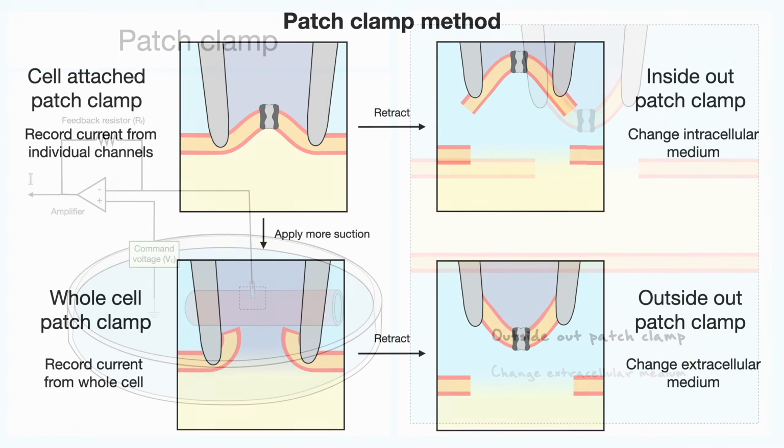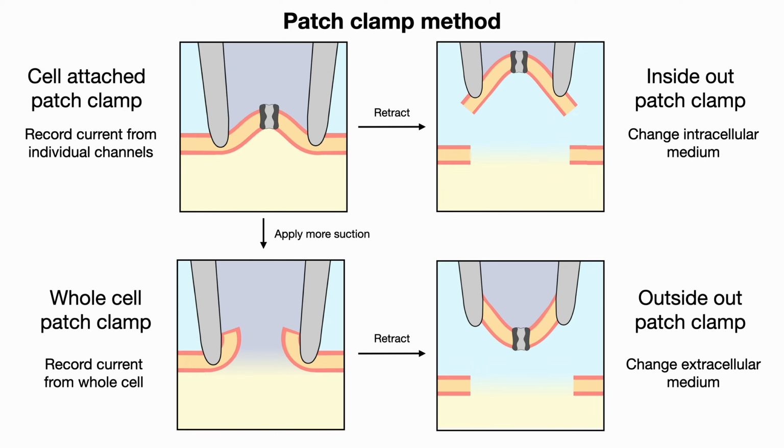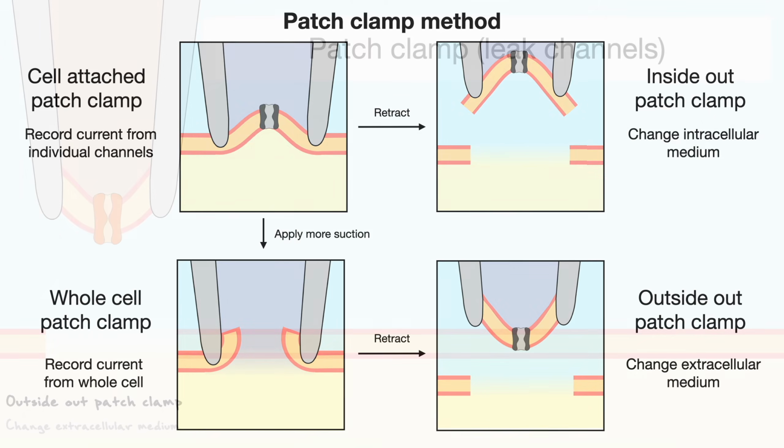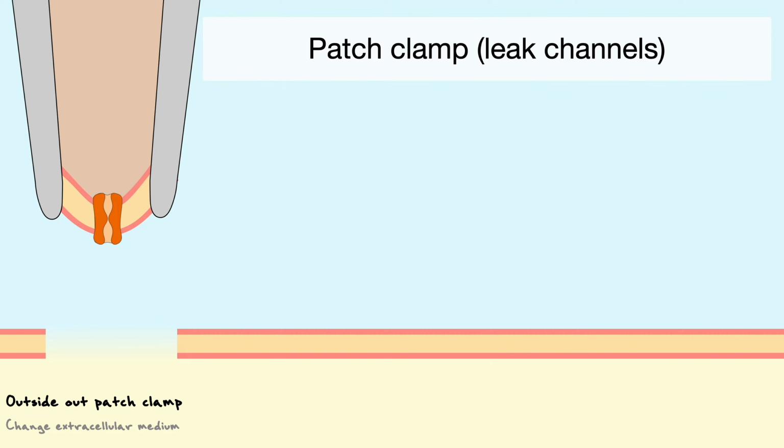In summary, there are 4 different configurations of the patch clamp method that all have their particular advantages that the experimenter can utilize. To see how this technique works, let's first do an example of an outside-out recording on the leak potassium channel to see what results we can draw from it.